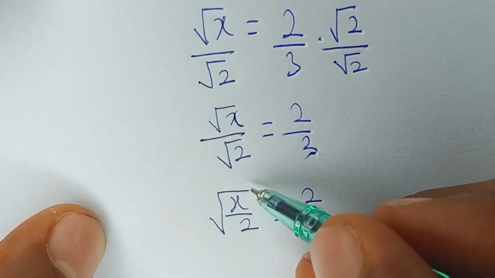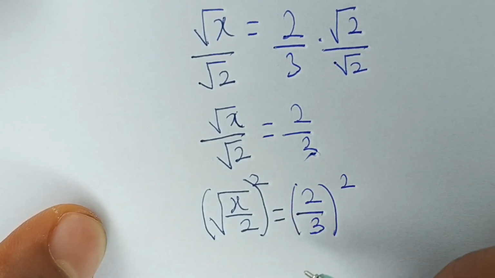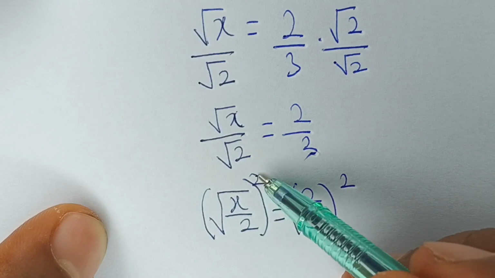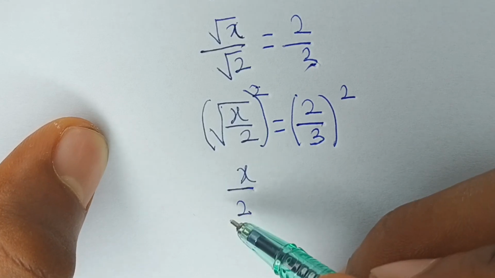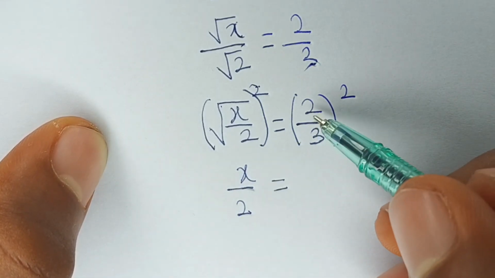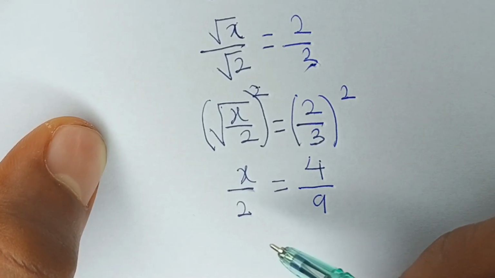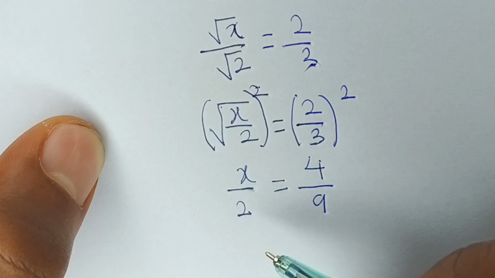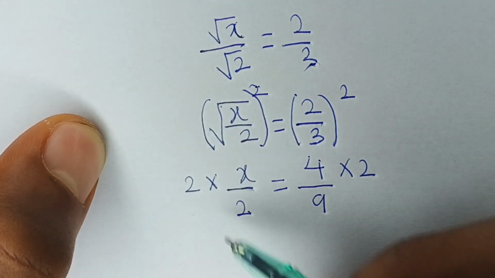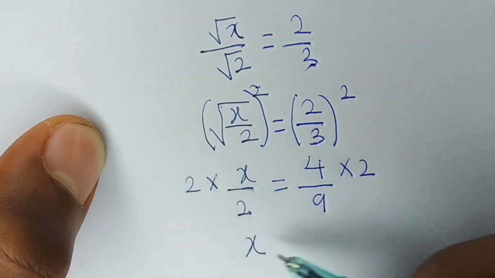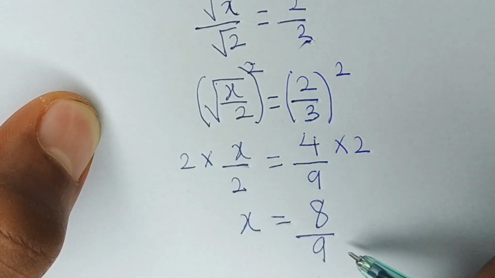Alright? Now if you decide to take both sides and square them, it means that this square will cancel these square roots, so that we are going to have x over 2 left here, and then on this side we are going to have 2 squared, which is 4, and 3 squared, which is 9. Okay, now multiplying both sides by 2, if you multiply this side by 2 and multiply this side by 2, we have what's left here to be x. Okay, and this is equal to 4 times 2 is 8 over 9.